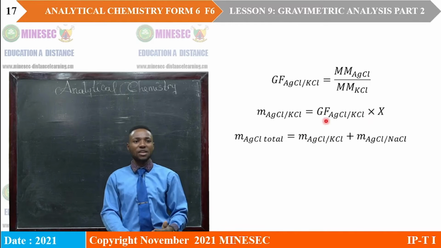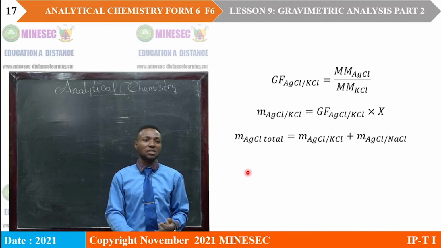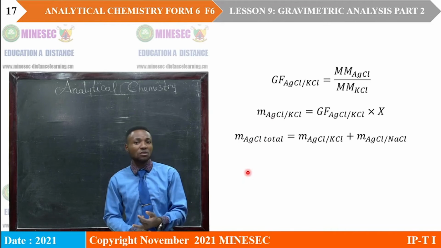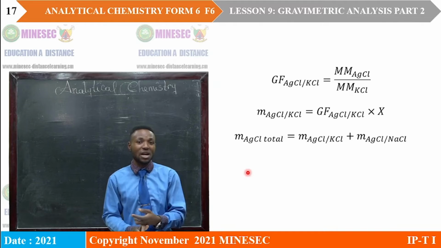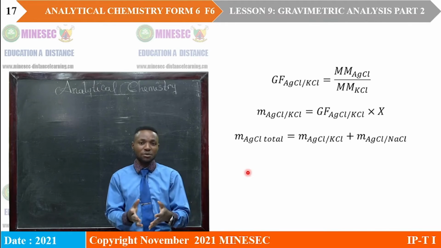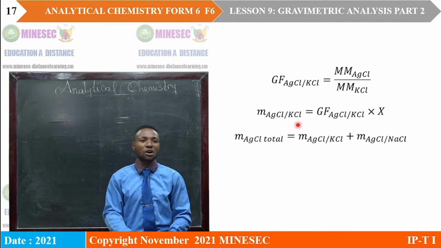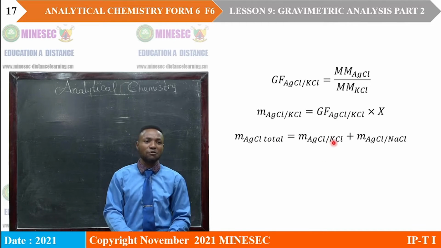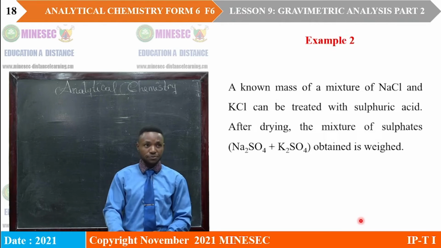When we have calculated the mass of the precipitate from the first substance and the mass of the precipitate from the second substance, we can now determine the total mass of the precipitate from both substances, giving us the mass of the precipitate from the first substance plus the mass of the precipitate from the second substance.